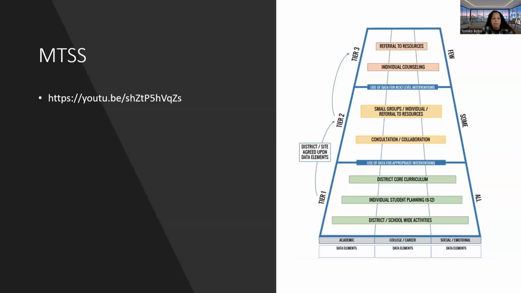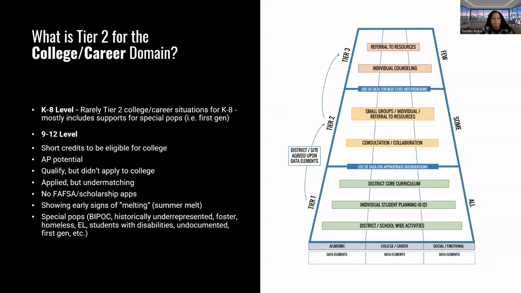And these are the three areas for us: academic, college and career, and social emotional. So here's an example of what a tier two for college and career domain is. In K-8, rarely are there tier two college situations; K-8 mostly includes supports for a special population like first generation. And why not? Because it's a K-8 situation. Now let's look at grades 9, 10, and 11 for high school.